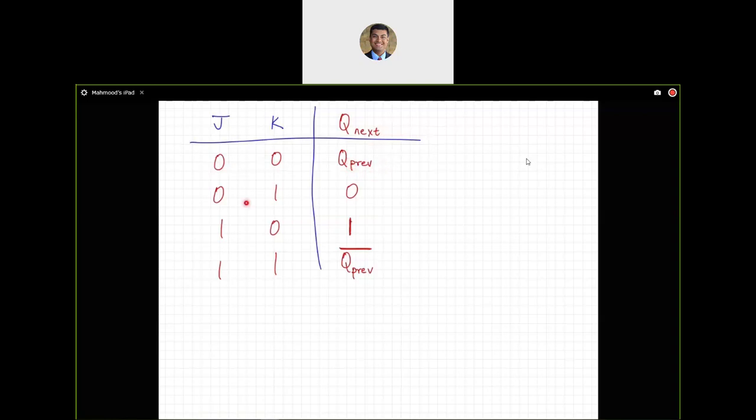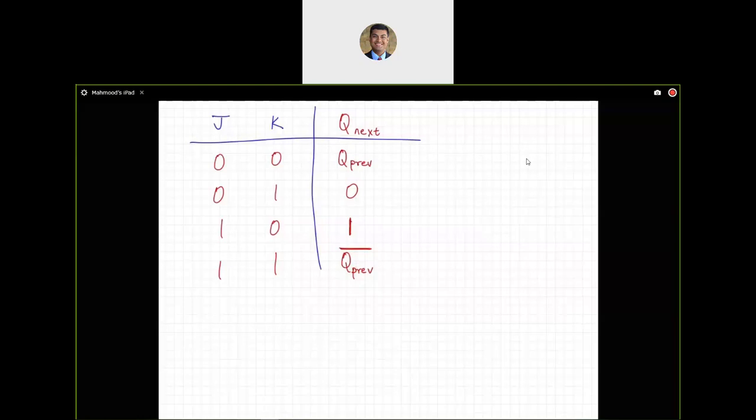When J and K are 0, 1 respectively, we are in the kill state or the reset state. Q next is independent of Q previous and it is 0. Similarly, for the set state, Q next is 1, independent of the previous Q. And in the last state, the toggle state, whatever it was earlier, it might have been a 0, it might have been a 1, it just flips. So Q next is Q previous bar. So that's another view of the characteristic table.